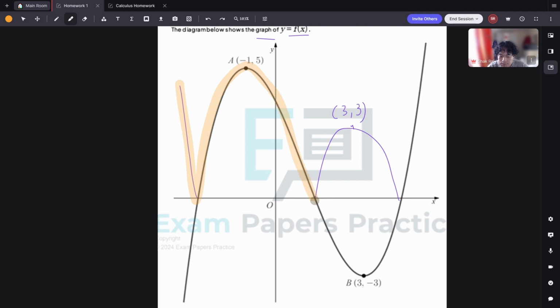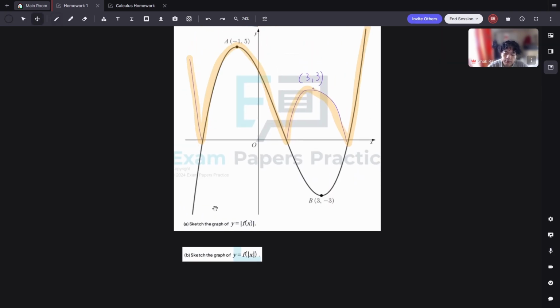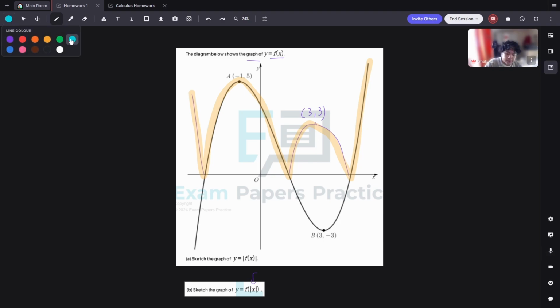So this is part B of that question. We need to find f of modulus x now. The modulus x just means it's going to be the modulus of the x values on the inside. And all that happens with that is the sketch flips on the y axis. So it would look like this, and it'd go down, and then on the other side it'd go down like that. And that's it.